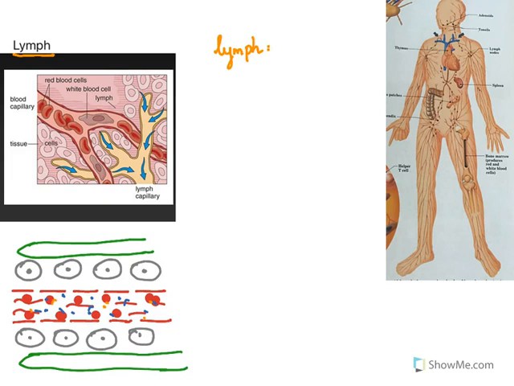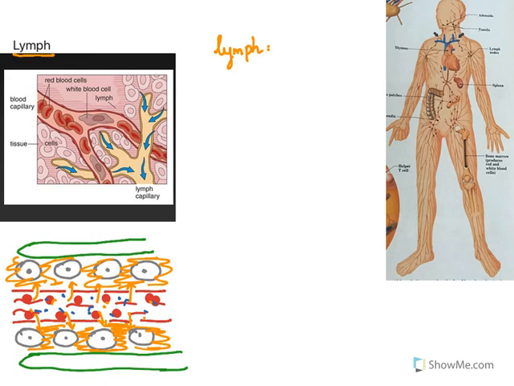Now the blood does not come in direct contact with the cells. A part of the blood flows out of the pores in the capillaries. This liquid part of the blood flows out and bathes the cells. It covers the cells.